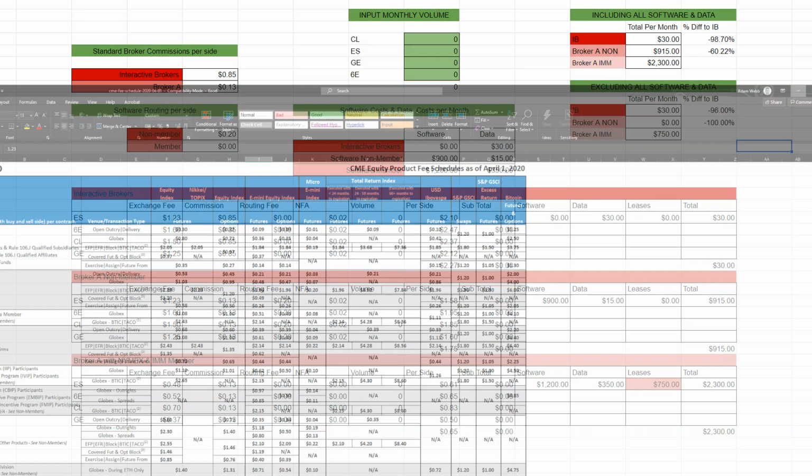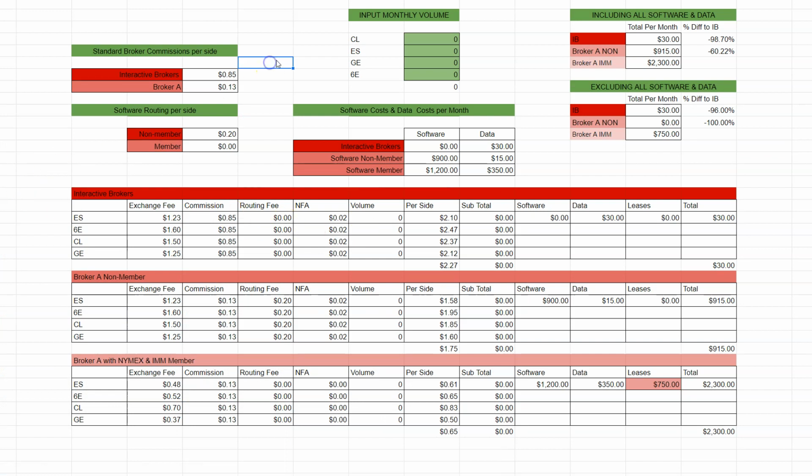So what I've done is I've created this sheet here, which we'll go through step by step. This is the standard broker commissions per side. I've used Interactive Brokers as the benchmark because they're published fees. They know where they are. This is a sample where I've just put a fee in per side for my broker, 13 cents a side per lot. Software routing per side.